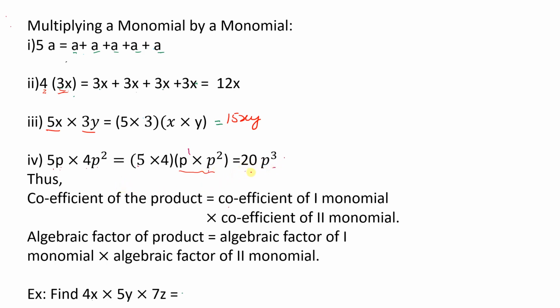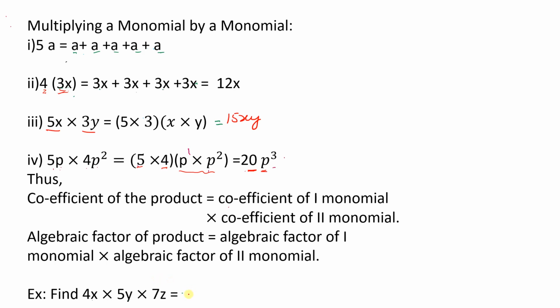Thus, the coefficient of the product is the coefficient of the first monomial into the coefficient of the second monomial, or if it could be n number of monomials. And the algebraic factor of the product is the algebraic factor of the first monomial into the algebraic factor of the second monomial.